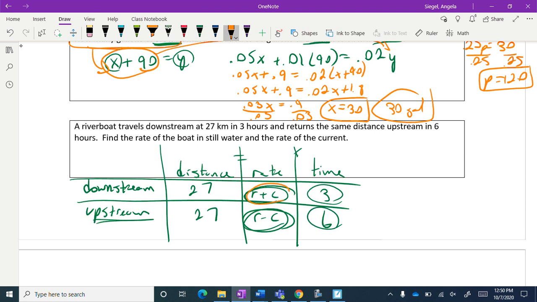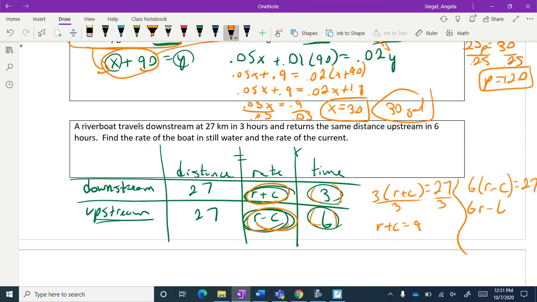So I'm going to take this whole thing and multiply it times 3. I'm going to take this whole thing and multiply that times 6, and I have 6 times R minus C equals 27. And so if I divide this by 3, I have R plus C equals 9. If I divide this by 6, then I don't want to do that yet because that's going to give me the yucky answer. I think what I want to do is go ahead and distribute the 6. That would be the easiest.